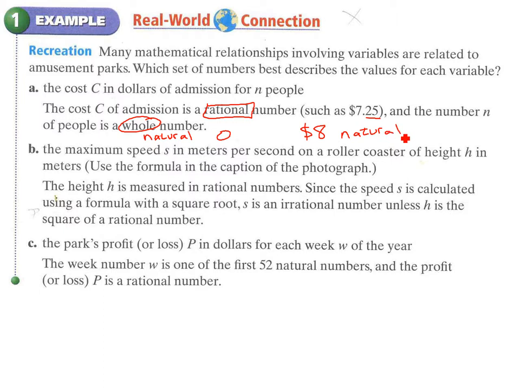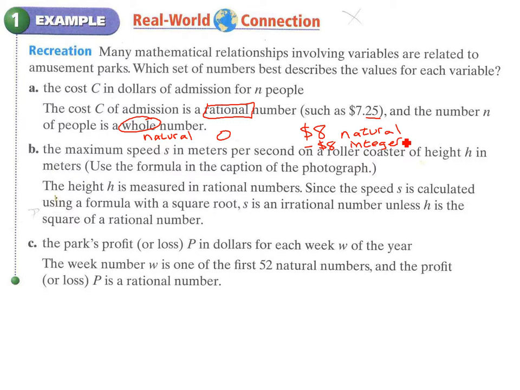And for the person that's being charged, they're being charged -8, right? -$8 is what they're worth now because they had to spend it. That would have to be an integer because all of a sudden we're involving negative numbers. All right, how about the maximum speed, s, in meters per second of the roller coaster?